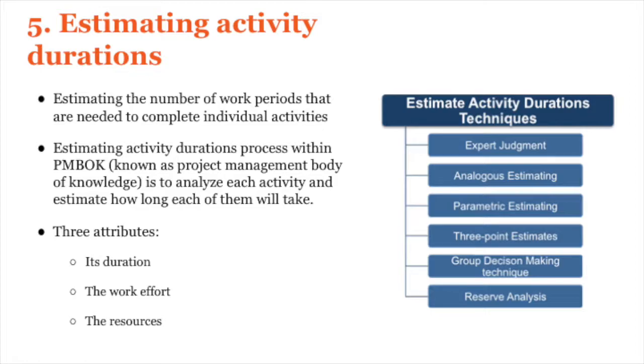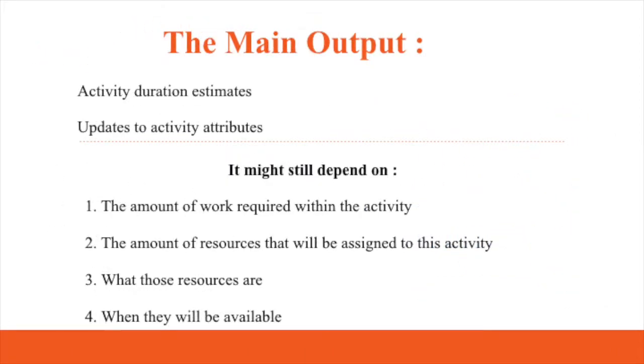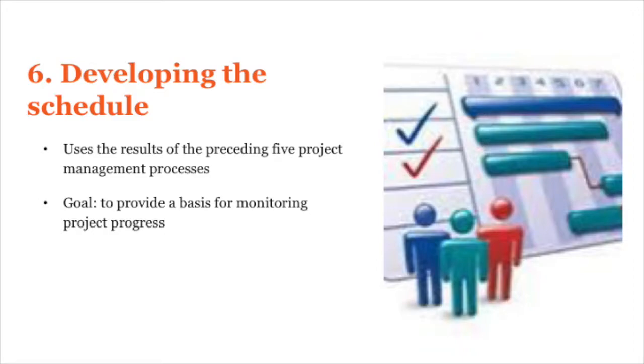However, it must still depend on the amount of work required within the activity, the amount of resources that will be assigned to this activity, what those resources are, and when they will be available. The sequence within the time management process group is to first define activities, estimate the activity resources, then estimate the activity durations. The sixth step in project time management is developing the schedule.